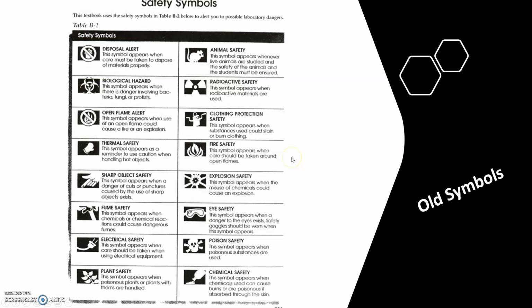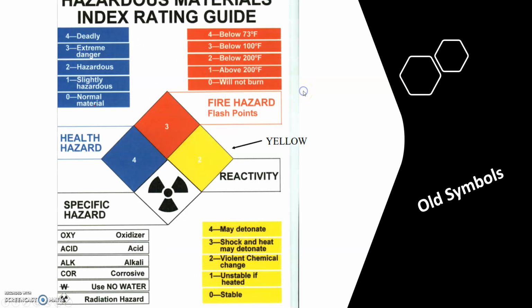So the safety symbols. As you can see here, these are the old symbols. Know these because we do have them on our labs. Every lab we put all the safety symbols that you need to be aware of. We won't be using any biological hazards, but if we were, we'd have that on the lab. You'll see this symbol a lot: poison safety, eye safety on the labs, fire safety, clothing protection safety. So just know what these are. These will be tested on as well. So I will let you study these on your own.